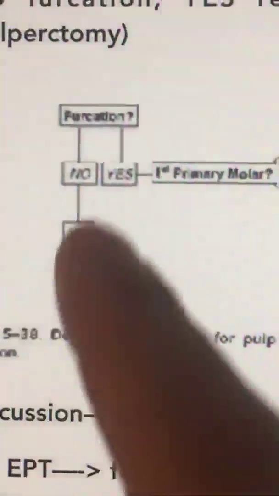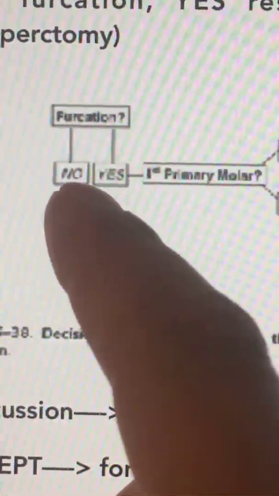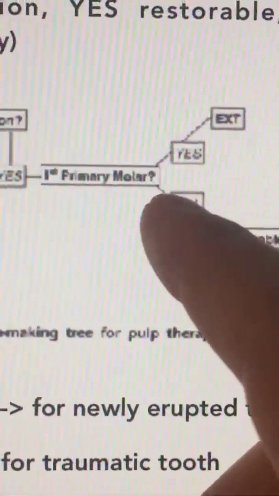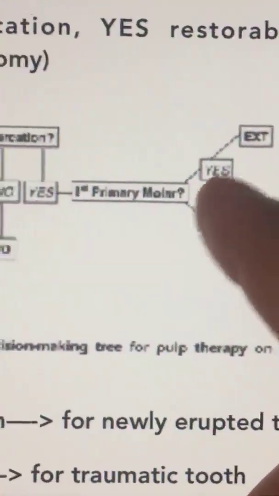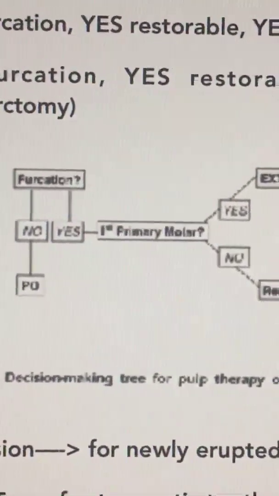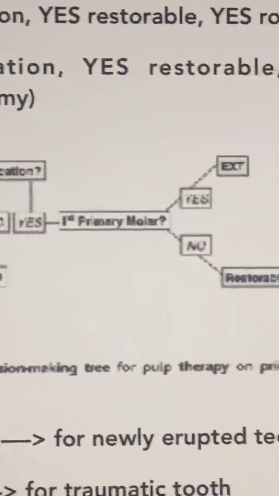So reviewing again the treatment decision-making tree: if a tooth doesn't have a furcation, then pulpotomy. If it does have a furcation, you have to think, is it a primary molar? Yes, if it is a primary molar with a furcation and radiolucency, you do extraction. If it doesn't, then is it restorable?